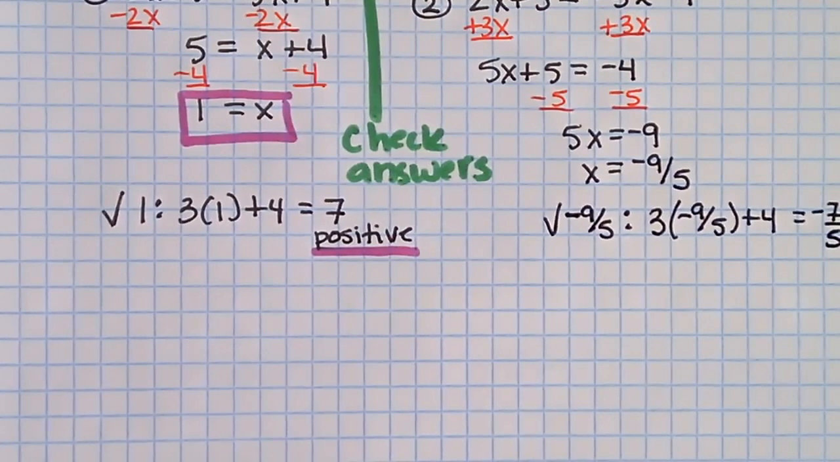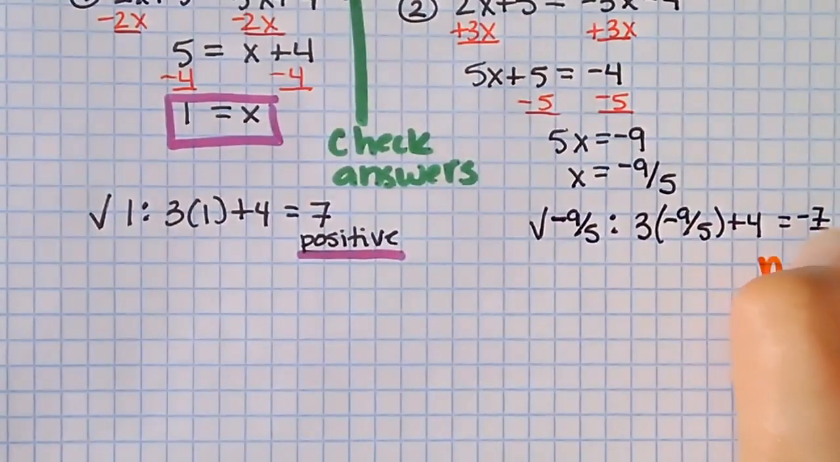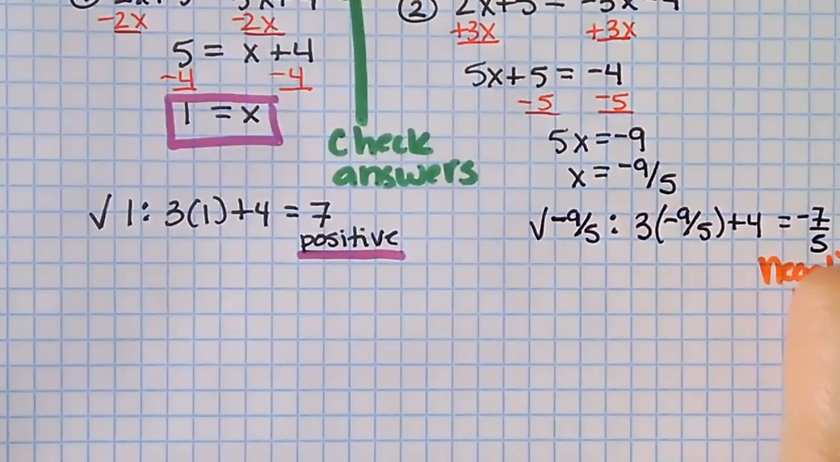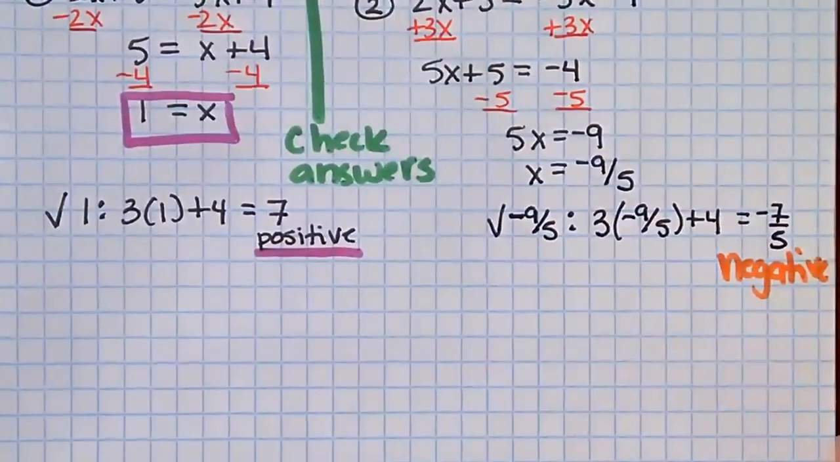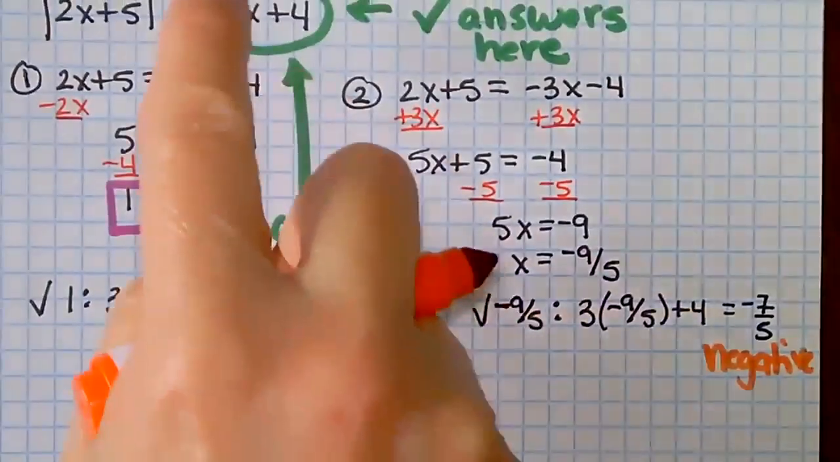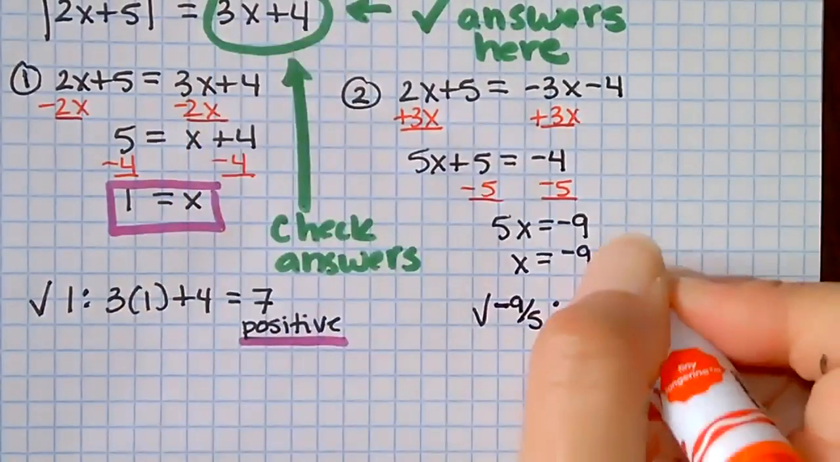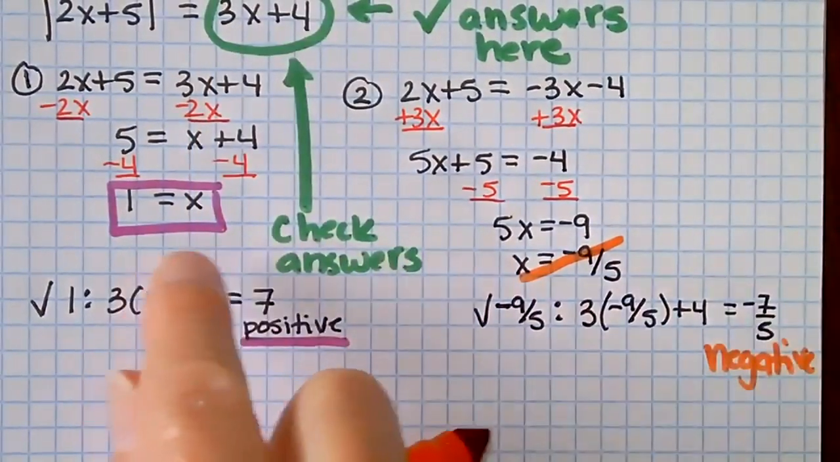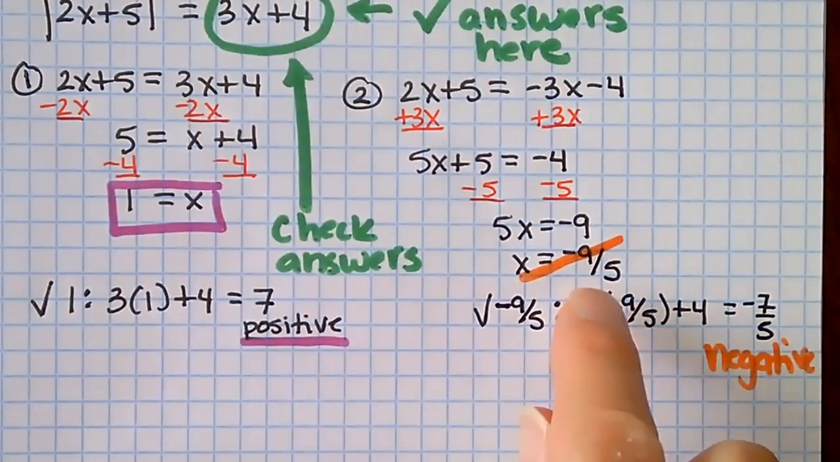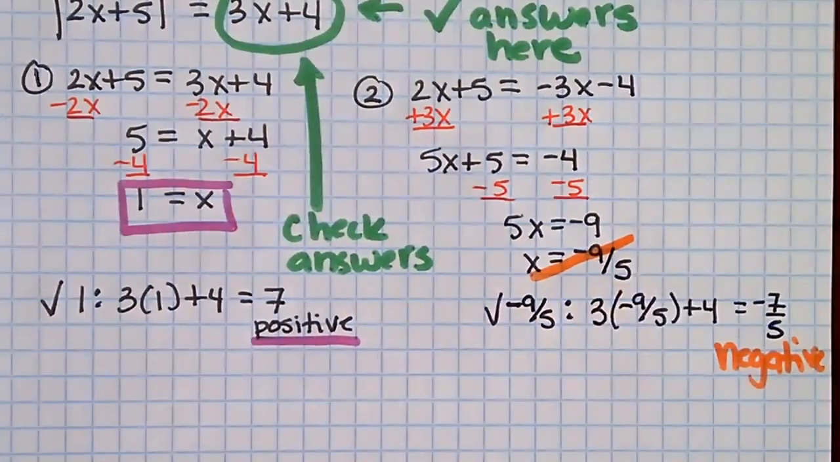Let's see. So this is negative. Since that's negative, that means it made this right here negative. So that would not have been a solution. This is my only answer. This one is not. I'm going to go through one more like this.